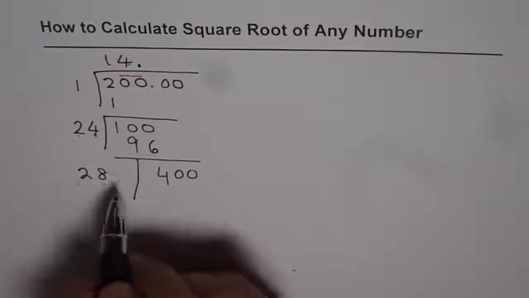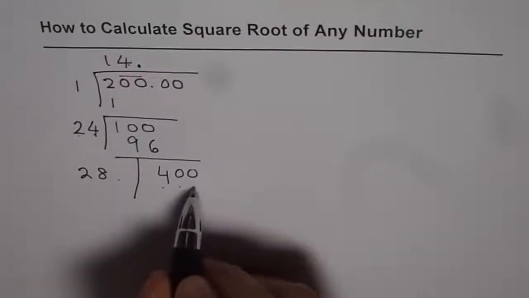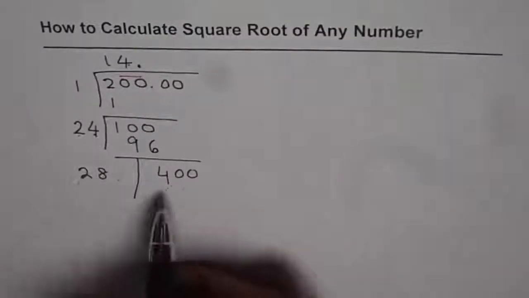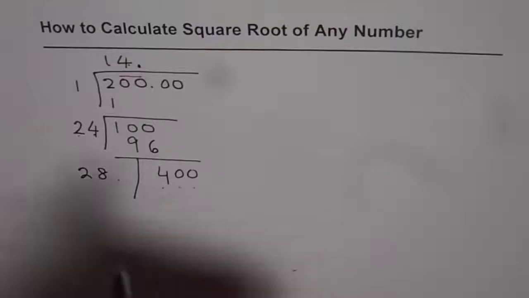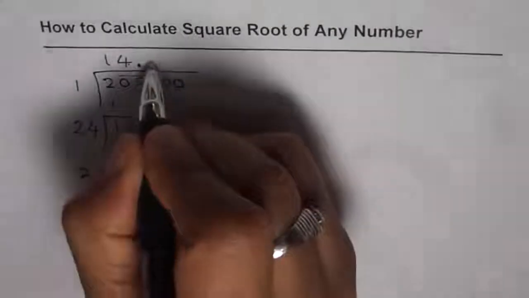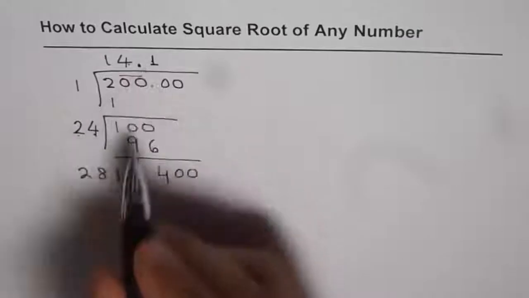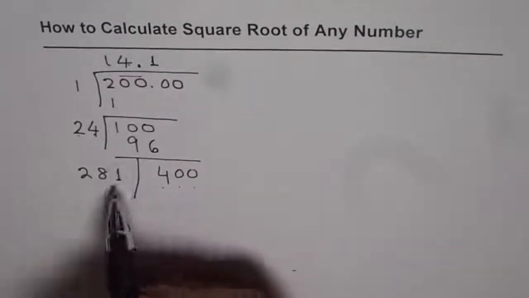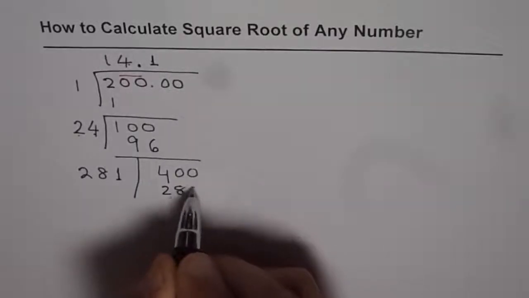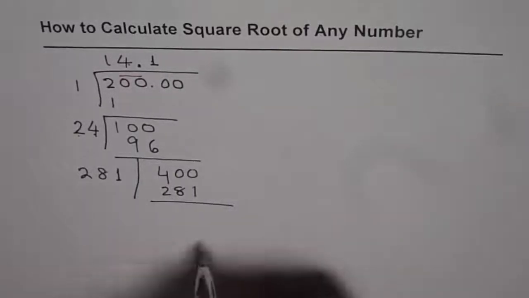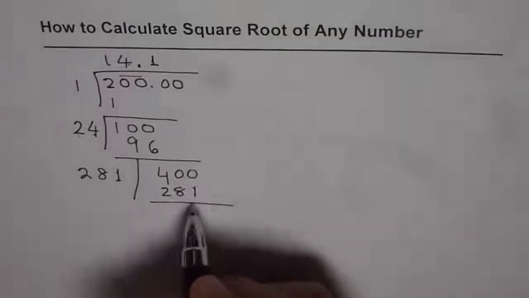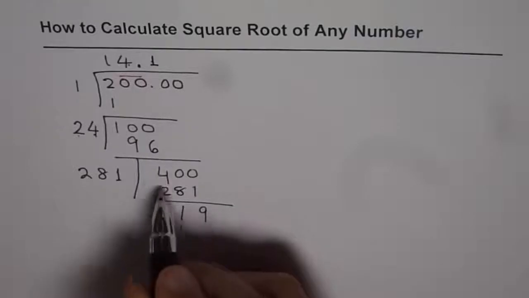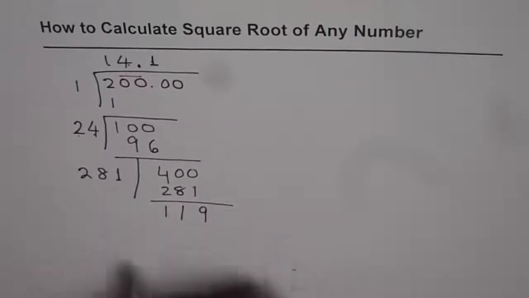Now that means if I write 1, I get 281, right? If I write 2, then 2 times 2 is 4. So we get a number more than 400. So we'll go with 1. So we can write 1 in the quotient and 1 in the divisor. So when you multiply by 1, you get 281. Now take away 281 from 400. 10 take away 1 is 9, 9 take away 8 is 1, and 3, you have to take away 2 from 3, you get 1.